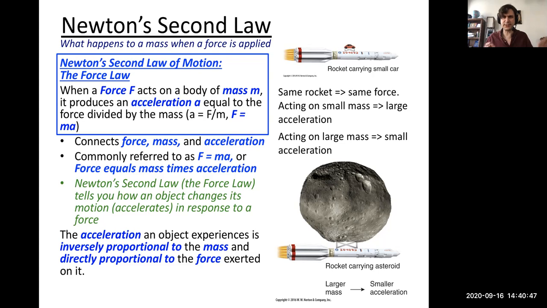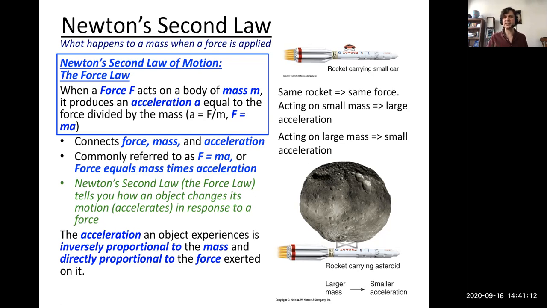We can read the physics formalism of it. When a force F, so now we're giving our variables letters, so we'll call forces, we'll give them the letter F, acts on a body of mass M. See, we're pretty creative right here. Forces are F's, masses are M. It produces an acceleration, which we'll call A, equal to the force divided by the mass.